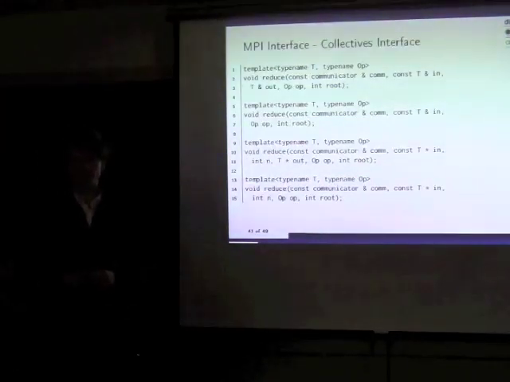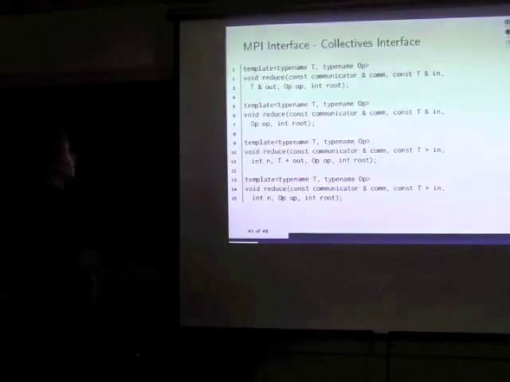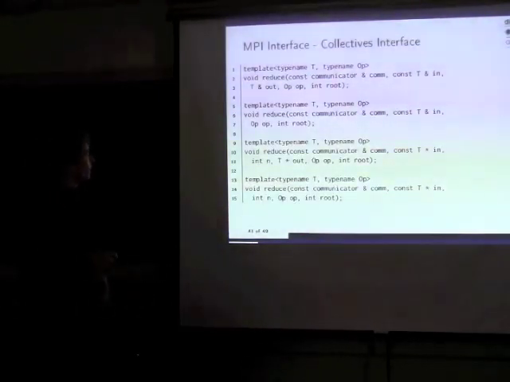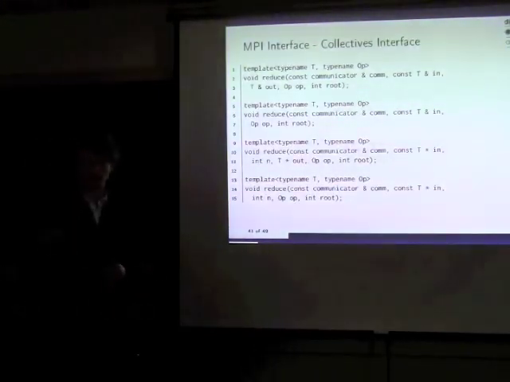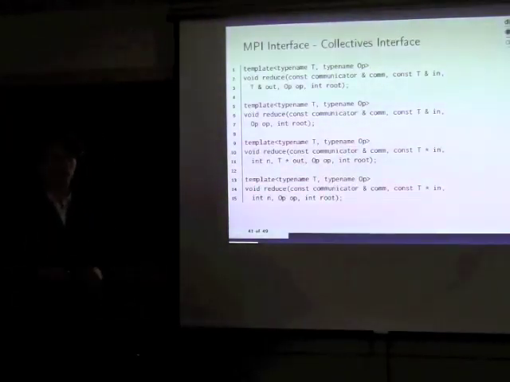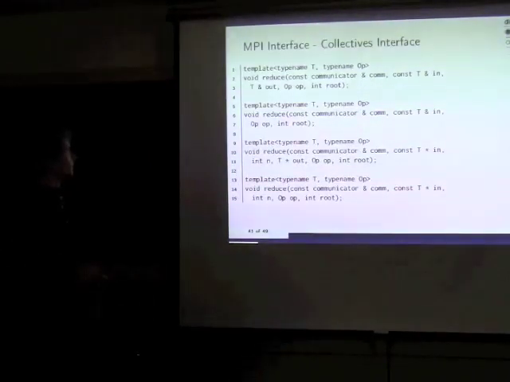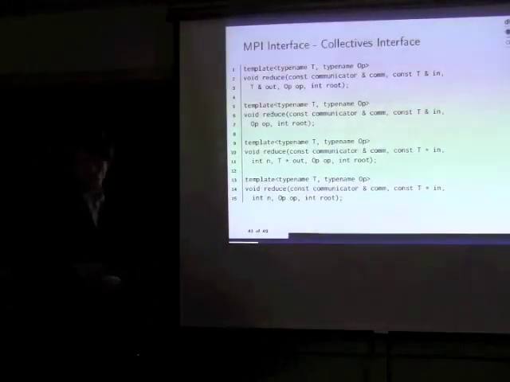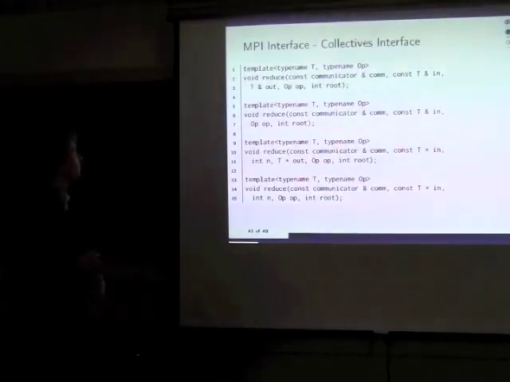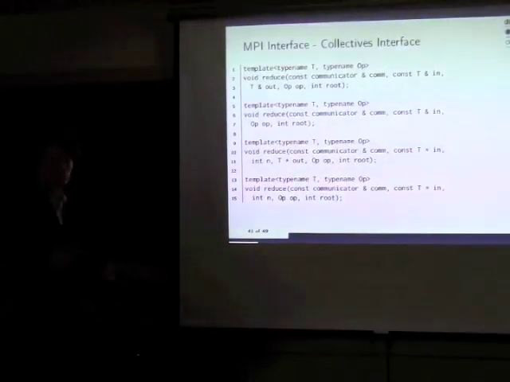Now the collectives, they are free functions. They always take a communicator as an argument to indicate which SPUs are taking part in the collective operation. And this is an example for the reduce collective, where not only a type is specified, but also an operation that should be performed.